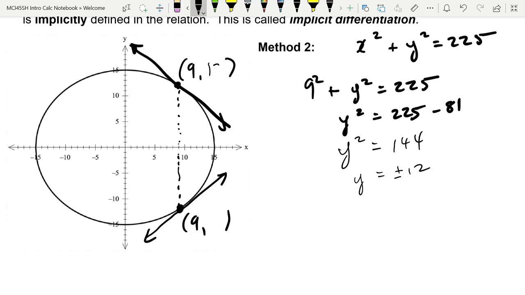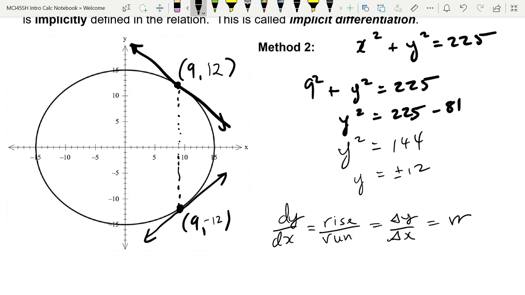So there we go. This one's 12, and this one's negative 12. So there's the first part of this thing solved. Now, like everything else we've done this year, if we want to find slope, we need to find the derivative, right? We need to find dy by dx, which is the same thing as saying the rise over the run, which is the same thing as saying delta y over delta x, which is the same thing as saying slope. All these things mean the same thing to us. So we're going to find the derivative of this.